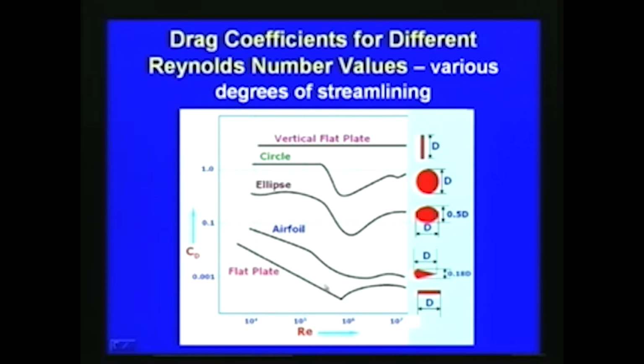As for flat plates placed parallel to the flow, with respect to the Reynolds number, in the laminar range the coefficient decreases sharply, and when it is turbulent, it slightly increases like this. So, this slide shows how the coefficient of drag, or drag force, changes with respect to the shape of the body and with respect to the Reynolds number.